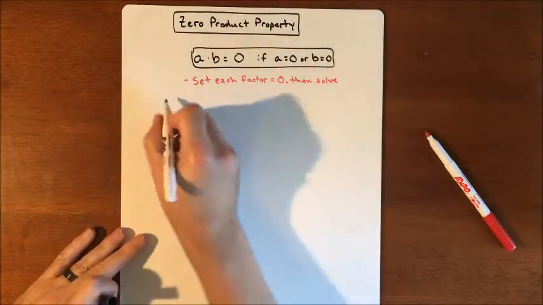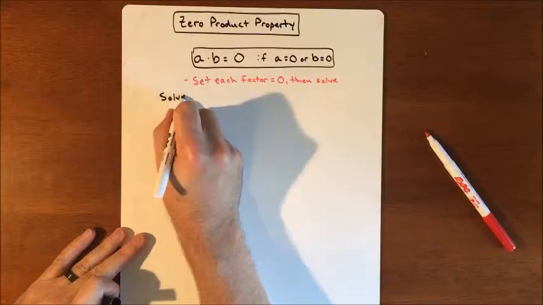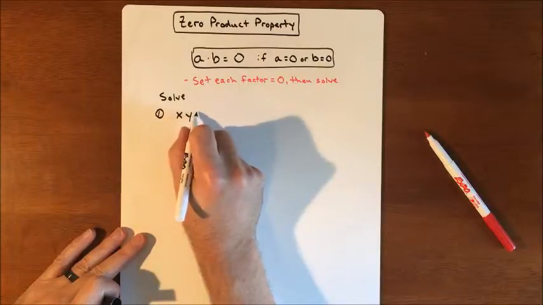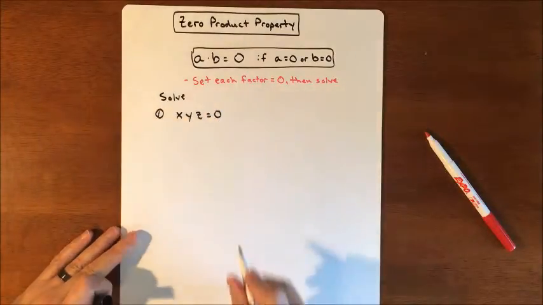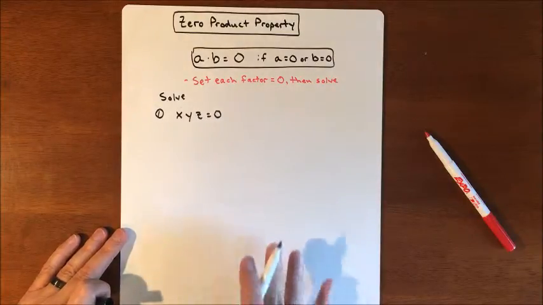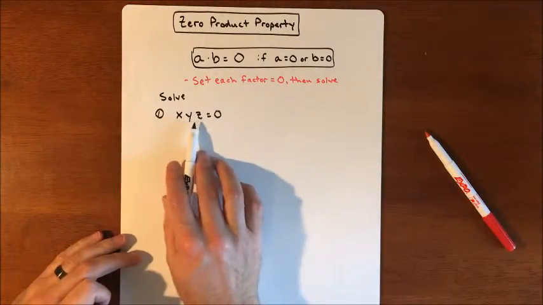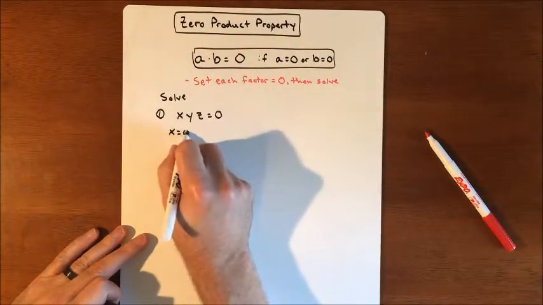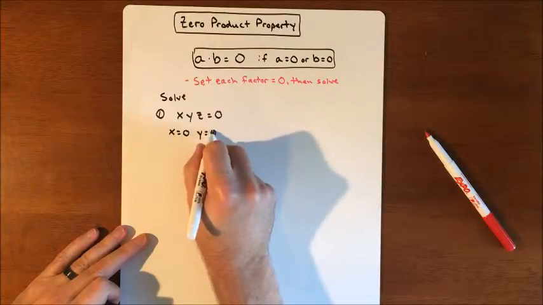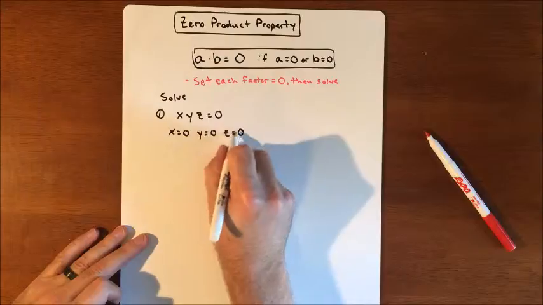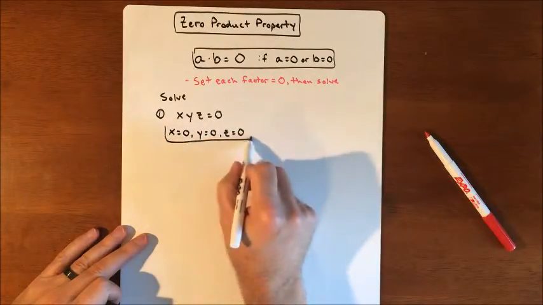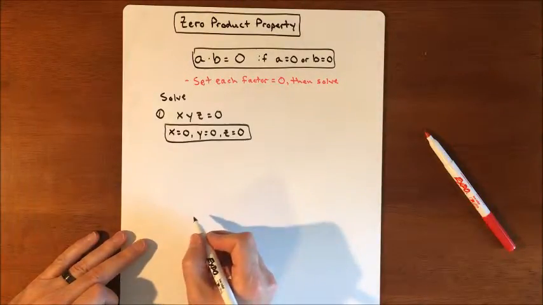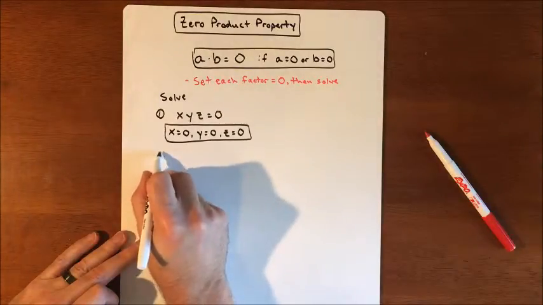All right, so what does that mean? Let's take a look. So directions are going to say solve, and if we have x times y times z equals 0, here's the most basic version of this property. The only way to multiply three things together and get 0 is if one of them equals 0. So either x needs to equal 0, or y needs to equal 0, or z needs to equal 0. One of them needs to be true, or two of them, or all three of them, but at minimum one needs to be true.